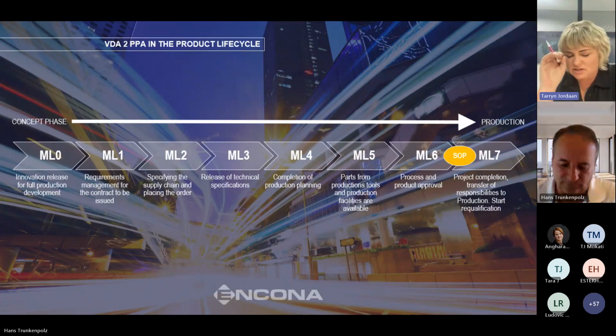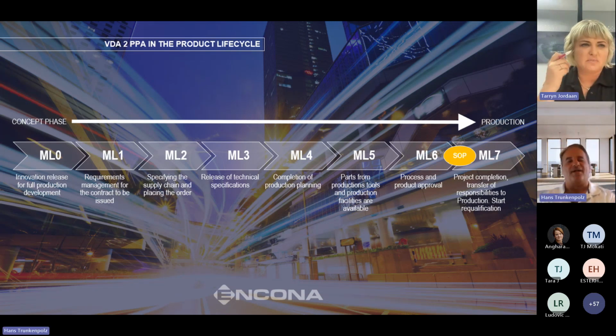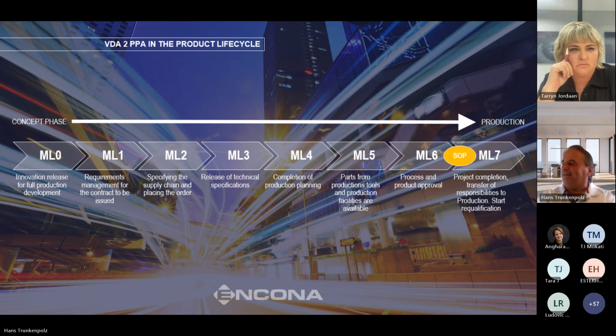Hans, you mentioned a key word to me earlier about VDA 2, agreement. Now, what if there's no agreement between the parties, the supplier and the OEM? Taryn, I was afraid you're going to ask this.